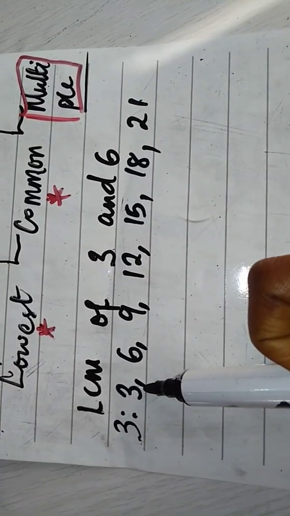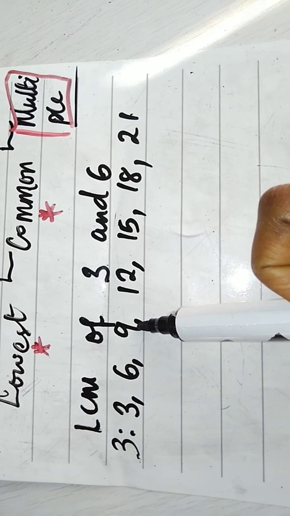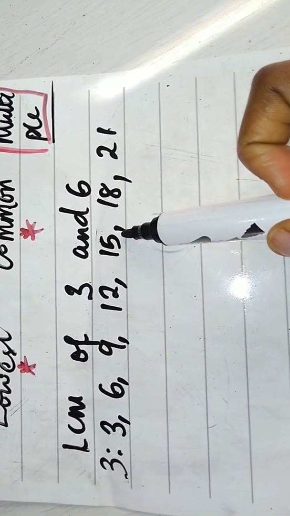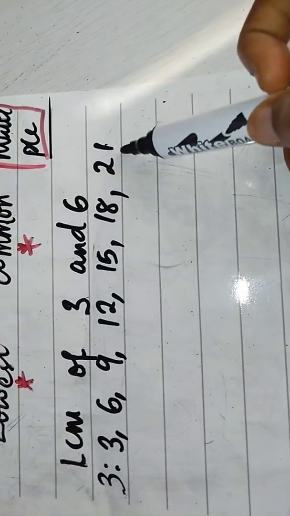Perhaps you're wondering, what are these numbers? They are multiples of 3. I mean, 3 times 1 is 3. 3 times 2 is 6. 3 times 3 is 9. 3 times 4 is 12. 3 times 5 is 15. 3 times 6 is 18. 3 times 7 is 21. So I guess that would help us now as we try to get our multiples of 6.